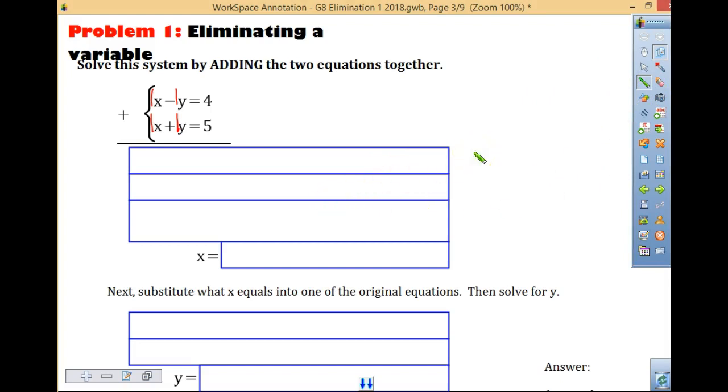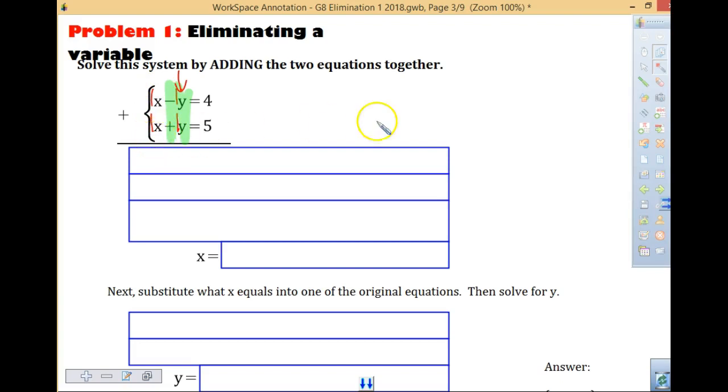Is there one of the variables that has the same number in front of it, but the signs are opposite? No. Signs are opposite, number is the same. If we look at our y's, in front of both x's, they're both positive 1. This is a negative 1. This is a positive 1. So we're going to add them together.